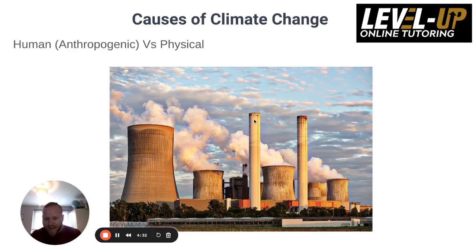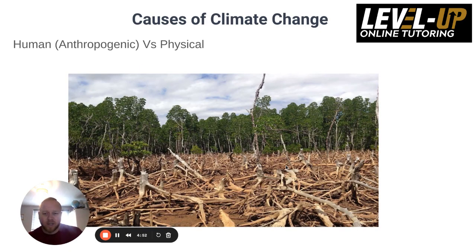So, how are we doing that? Well, students need to know that there are human causes, anthropogenic, or physical natural causes. So we have burning of fossil fuels as our first human cause. For coal, oil, and gas for our power generation, we're burning fossil fuels, and that's releasing huge amounts of carbon dioxide into the atmosphere. We also cut down our trees. We call that deforestation. In doing so, trees act as a carbon sink.